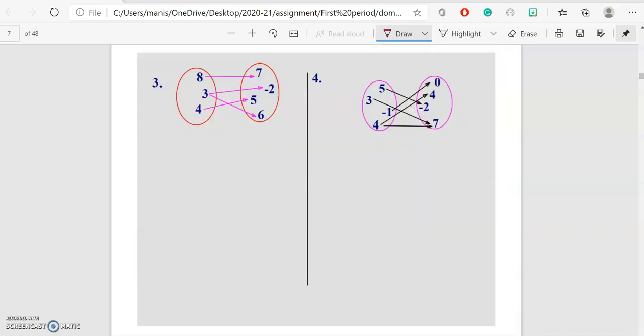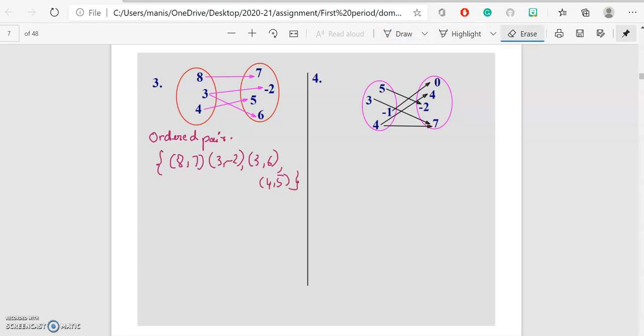Okay, same question, but instead of a table, we have been given a mapping function, or mapping diagram. So my first part is I have to write these x and y values in the form of ordered pairs. So I can see 8 is paired with 7, so 8, 7. 3 is paired with what? 3 is paired with -2, and as you all can see 3 is paired with what? 6 also, and 4 is paired with 5. So that is my ordered pairs for this question over here.